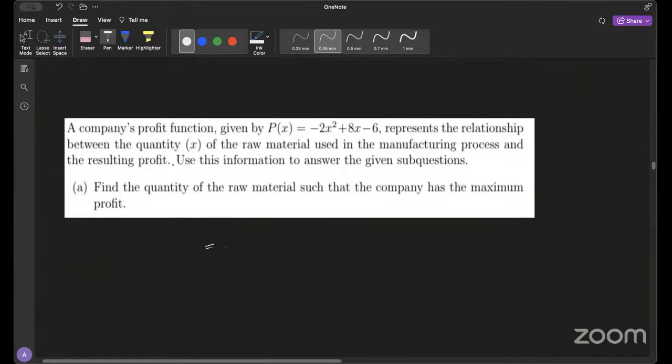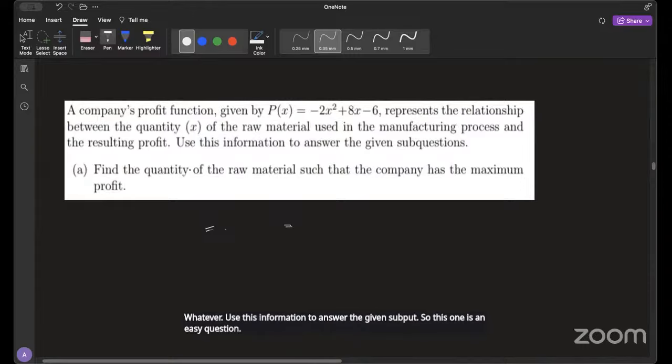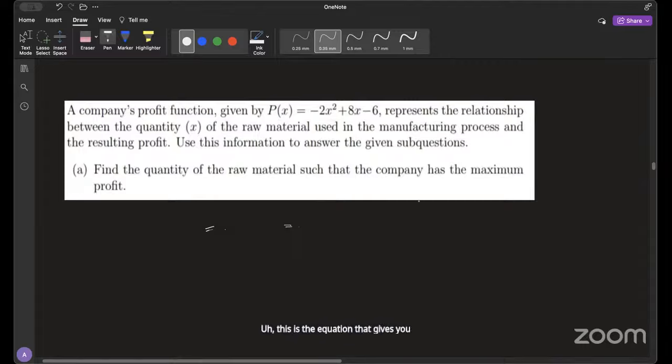Coming to this question, this is the company's profit, where X is the quantity of the raw material used. Use this information to answer the given subparts. This one is an easy question. Find the quantity of the raw material so that the company has a maximum profit. This is the equation that gives you the profit, and you have to find the maximum profit.